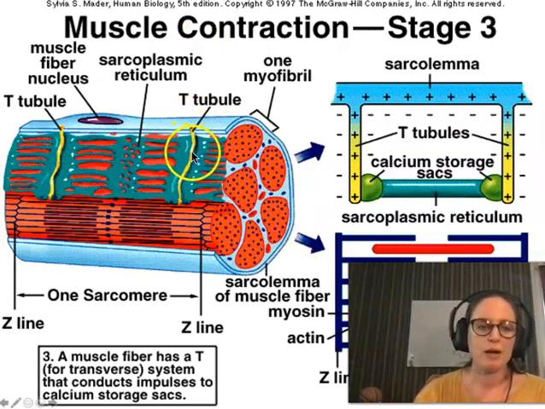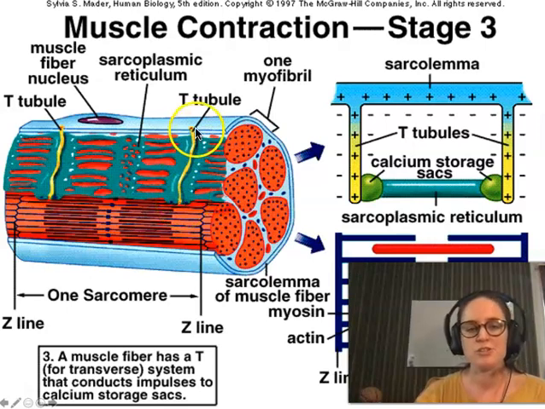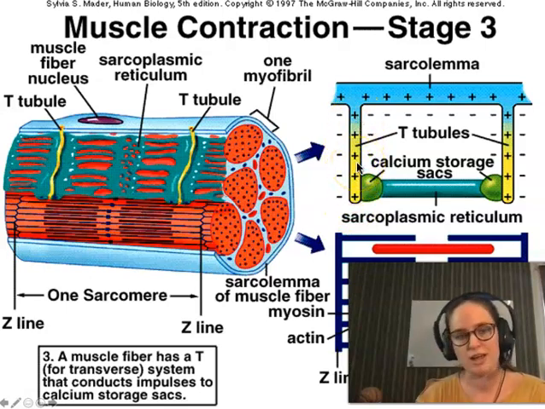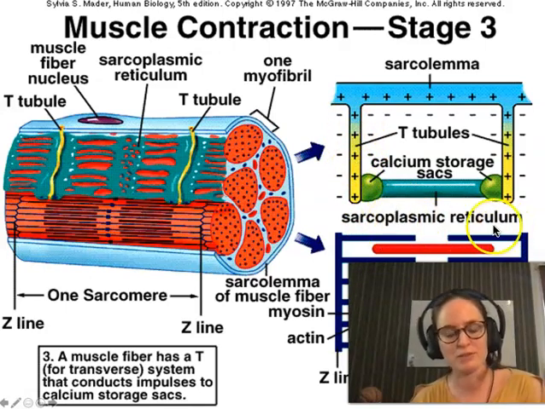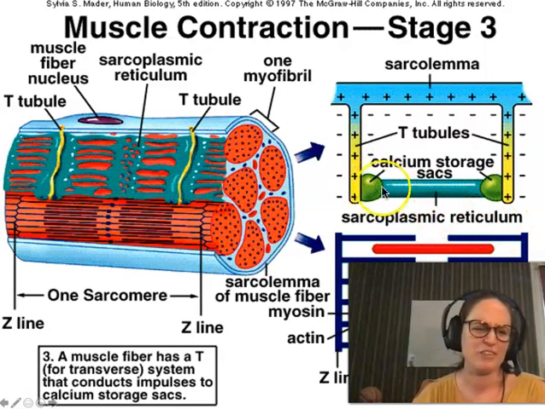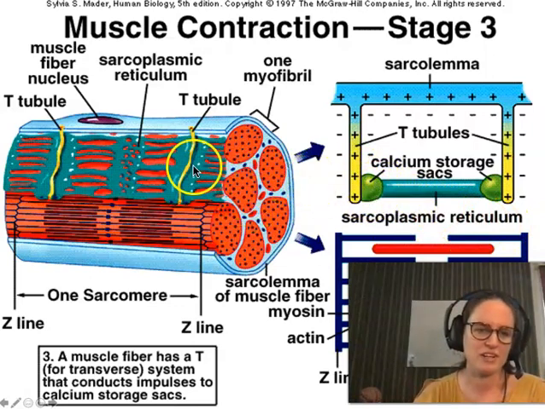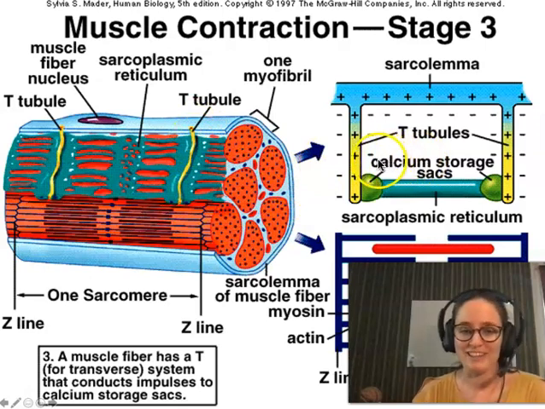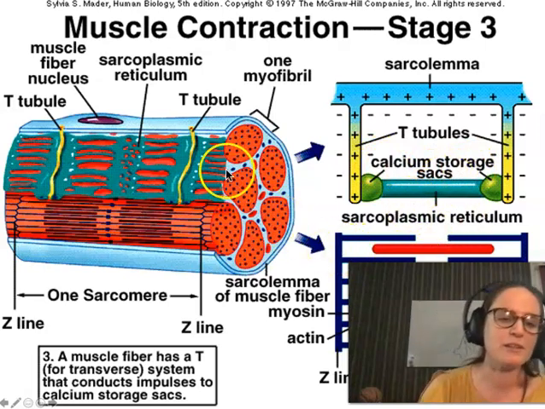Action potentials propagate along the T-tubules, and those action potentials trigger calcium to leave the storage sacs of the sarcoplasmic reticulum. There's a different word for that. It's a better word. Terminal cisternae of the sarcoplasmic reticulum is a much more complicated but more accurate word than calcium storage sacs of the sarcoplasmic reticulum.